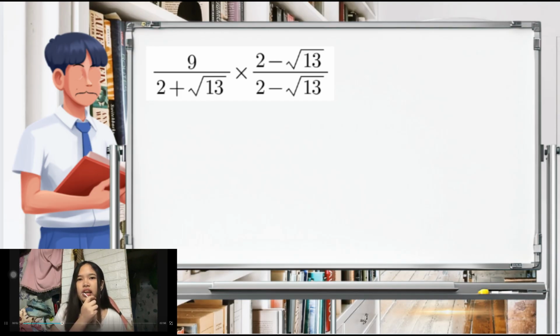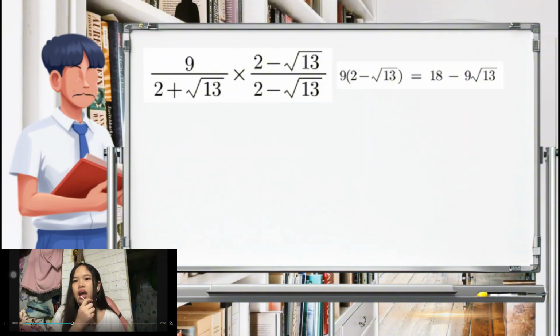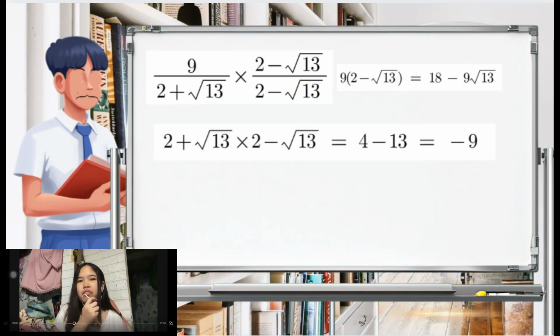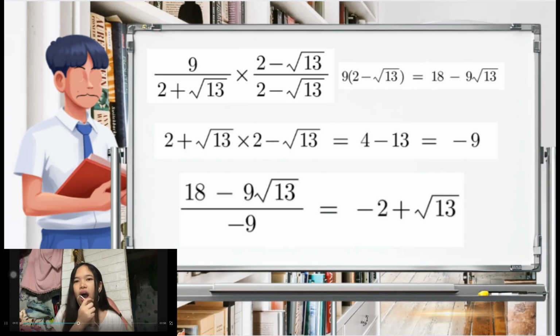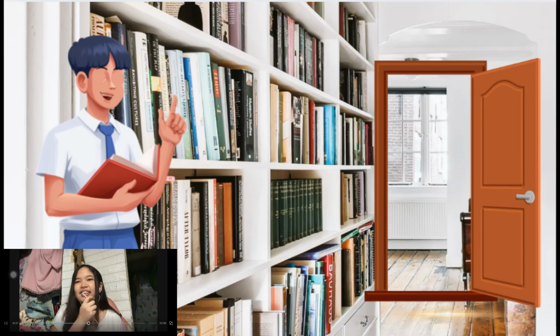So, he multiplies the denominator and the numerator by the conjugate of the denominator, which is 2 minus square root of 13. The numerator results in 18 minus 9 square root of 13, and the denominator, after simplifying, is 18 minus 9 square root of 13. After further simplification, the answer is negative 2 plus square root of 13. He tells that to the door and the door successfully opens. He studies in the library in the meantime.